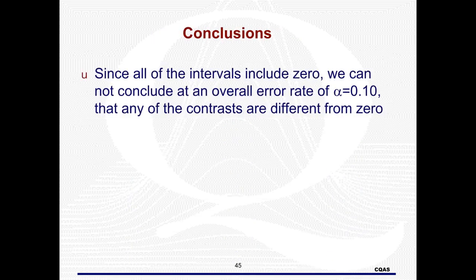Our overall conclusion is straightforward. Since every interval contains 0, we cannot conclude that any of these contrasts differ significantly from 0 at the specified experiment-wise error rate. Notice how multiple comparison procedures tend to be more conservative than individual tests. A difference that might appear interesting in a simple comparison often becomes non-significant after we account for the fact that many comparisons are being performed simultaneously.